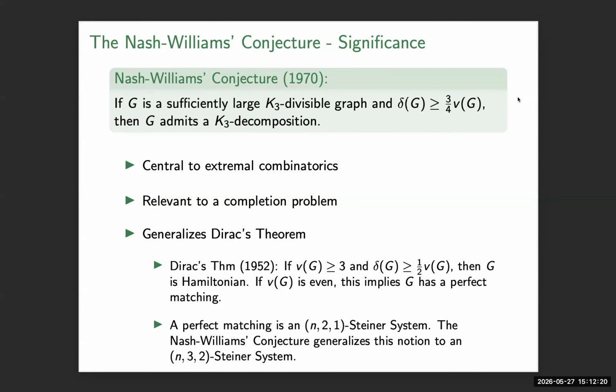And even more, the Nash-Williams conjecture generalizes another classical theorem, Dirac's theorem. So recall from 1952, Dirac's theorem states that if I have a large enough graph, it has a minimum degree at least 1/2 times its number of vertices, then that graph is Hamiltonian. Put another way, if my number of vertices is even, that implies that the graph has a perfect matching. Well, a perfect matching is an (n,2,1) Steiner system, so the Nash-Williams conjecture generalizes this to an (n,3,2) Steiner system.